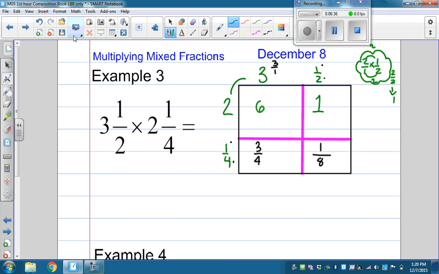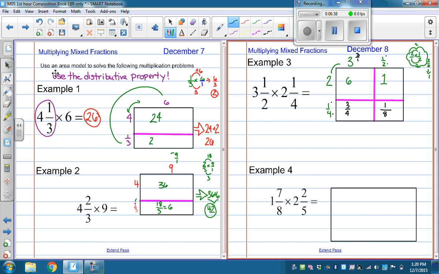In other words, if you look back at the other page, we had to add the 2 parts together and get our final answer. Now we're adding 4 things together. So from this box, we're going to add everything in the box. We're going to add 6 plus 1. So you could also do that with mental math. Plus 3/4 plus 1/8. So that's 7.